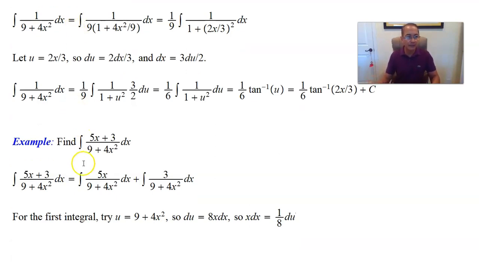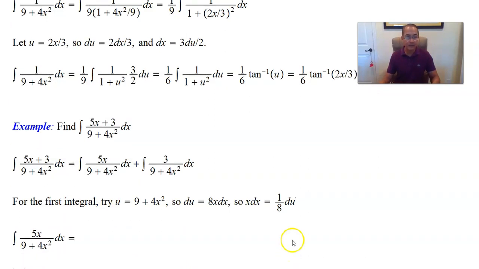So the first integral simplifies to 5x dx, so that's 5/8 du. Let's put our integral sign here. We will have 5/8 du, and we have 1/(9 + 4x squared), that is our 1/u. Don't forget the du. All right, we have everything. Double check: 5x dx, x dx is 1/8 du, so 5/8 du. 1/(9 + 4x squared), so that's our 1/u.